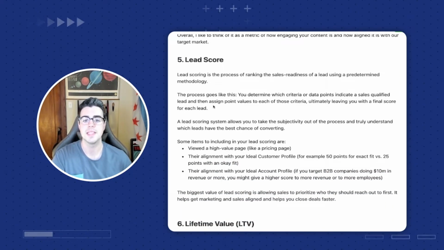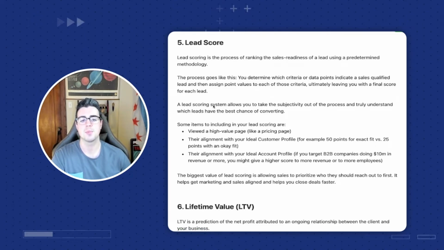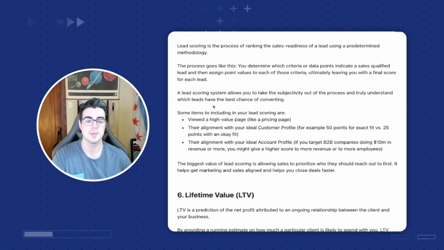Number 5, lead score. Lead scoring is the process of ranking the sales readiness of a lead using a predetermined methodology. The process essentially goes like this. You determine which criteria or data points indicate a sales qualified lead, and then assign point values to each of those criteria, ultimately leaving you with a final score for each lead. So a lead scoring system allows you to take the subjectivity out of the process, and you can truly understand which leads have the best chance of converting.